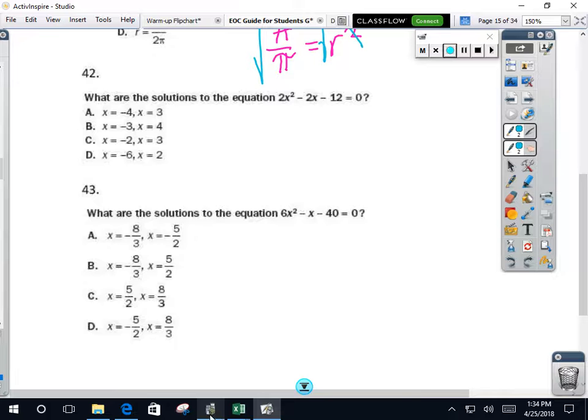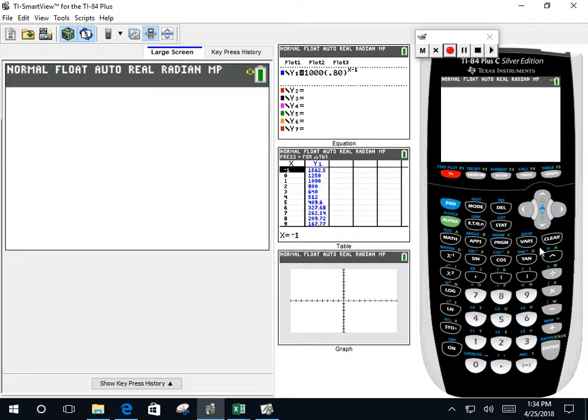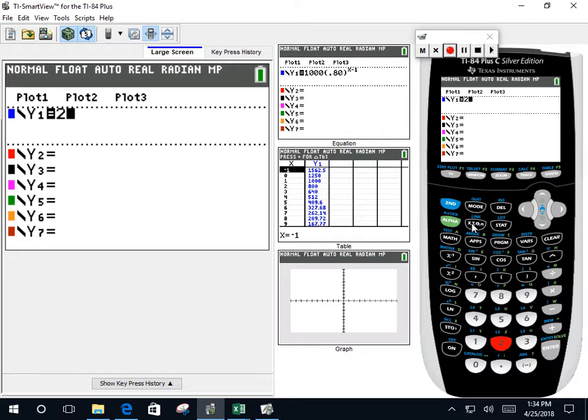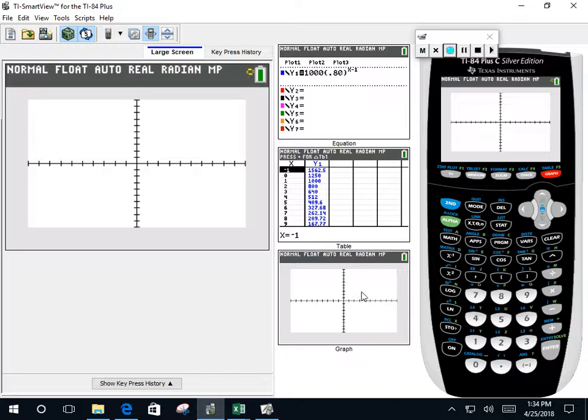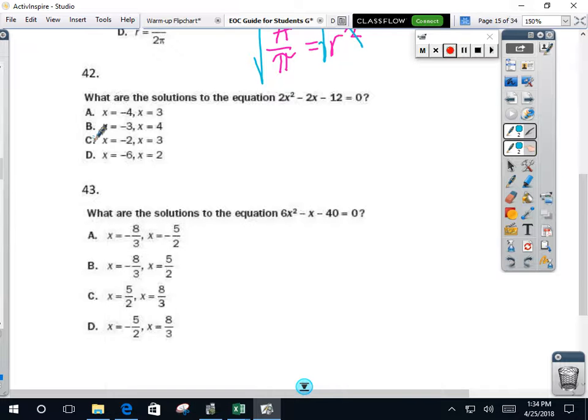If you graph this, 2x squared minus 2x minus 12, and you graph it, pay attention. See how it crosses the x-axis in 2 places at -2 and +3? So it's C. Now let me show you the way that Naya got it. She factored it by GCF. She noticed that all 3 of these terms can be divided by 2. So 2 is the GCF.